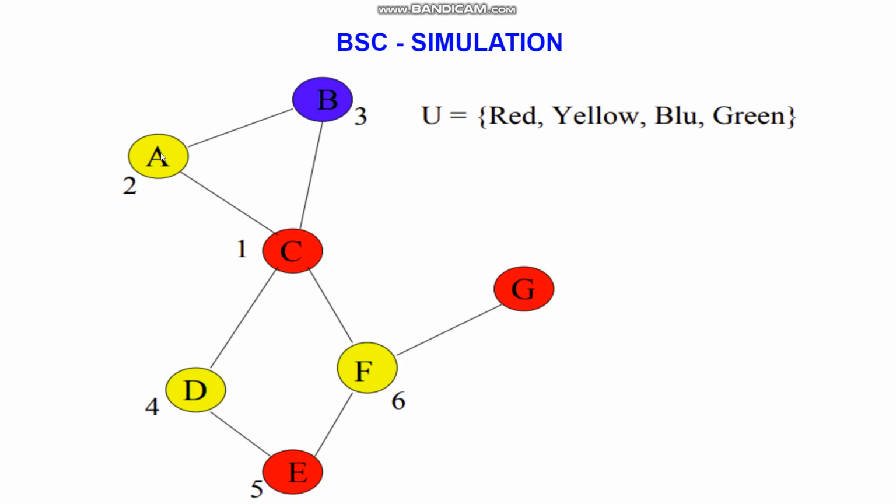Okay, now the degree of A would be reduced by 1 because C is removed, right? D, A, B and F, all these will have degrees reduced by 1 because C is already colored and being removed, right? So this is one thing to keep in mind, because the graph is being updated every time one node is colored. So all the neighbors will have degree reduced by 1.